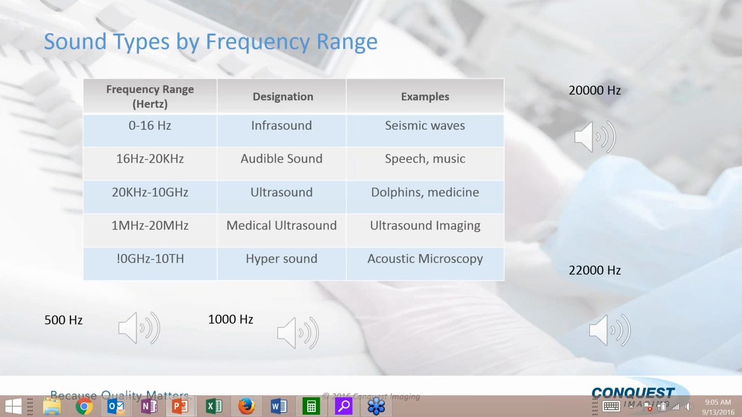So these are the various sound types by frequency range. If you look up here, seismic waves are the waves that go through the earth. 16 hertz to 20 kilohertz is human speech and music. Down here, 20 kilohertz to 10 gigahertz is dolphins. But what we're really interested in here is our 1 megahertz to 20 megahertz, and that is diagnostic ultrasound imaging.